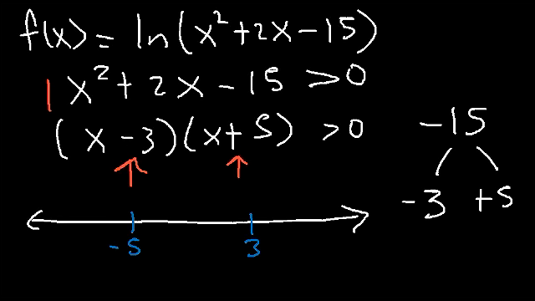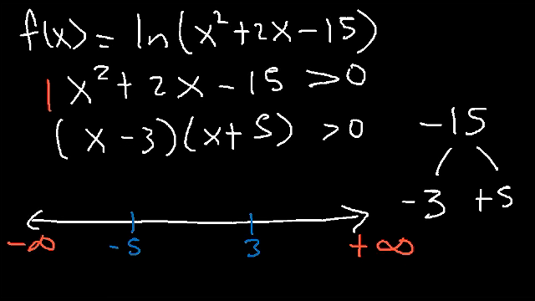If you set x minus 3 equal to 0, x will be plus 3. If you set x plus 5 equal to 0, and if you solve for x, x is negative 5. So you have to change the signs. All the way to the left, we have negative infinity, and all the way to the right, we have infinity. So let's plug in some test points.